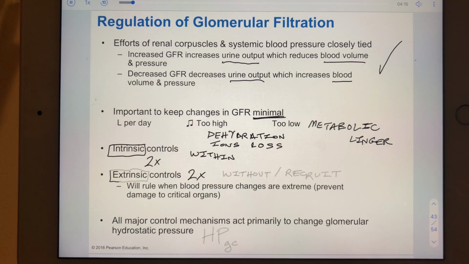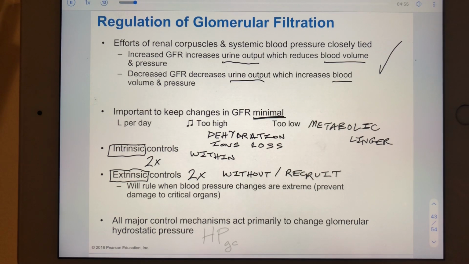Whereas extrinsic, which we've also been using all quarter long, you might think of as from without, or, you know, that I like to use recruitment. Let's recruit help. Recruit the help of adjacent tissues, or recruit the help of other organs, or recruit the help of other organ systems, which is the case in this particular context, okay? When blood pressure changes are extreme, like dangerously extreme, it's the extrinsic controls that will step in and take over. And we'll come back to that.